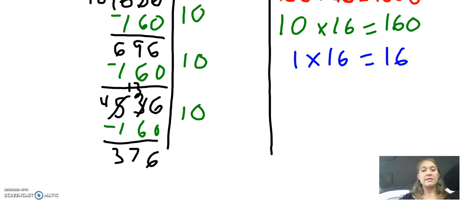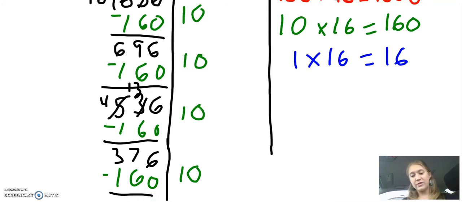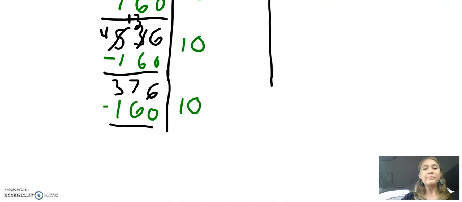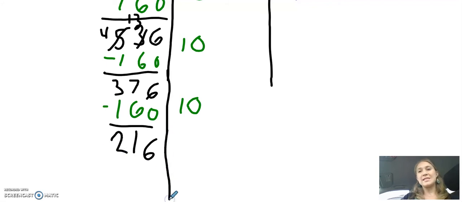So I'm going to extend that down a little bit more. Put your number on the outside. That's my friendly 10. 10 times 16 is 160. Subtract. All right, got to move my screen down a little bit more. Here we go. 6 minus 0 is 6. 7 minus 6 is 1. 3 minus 1 is 2. 216. I can still use another friendly 10.